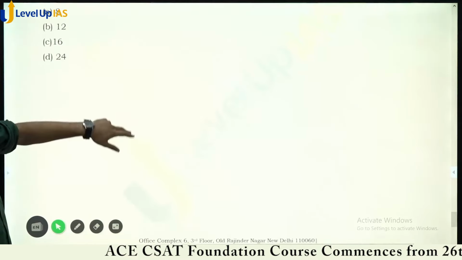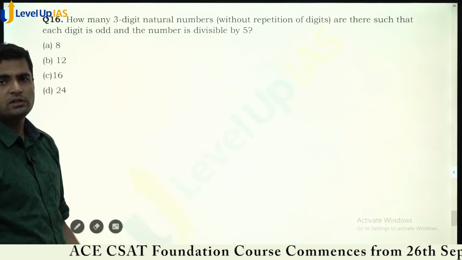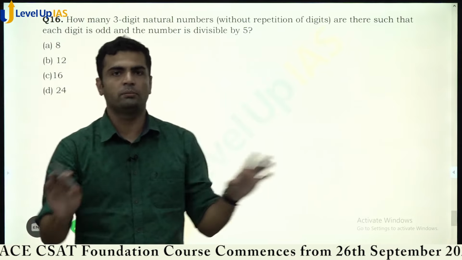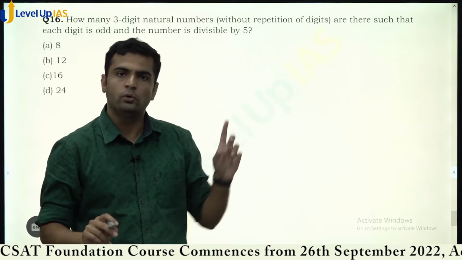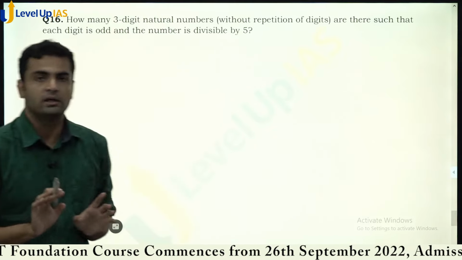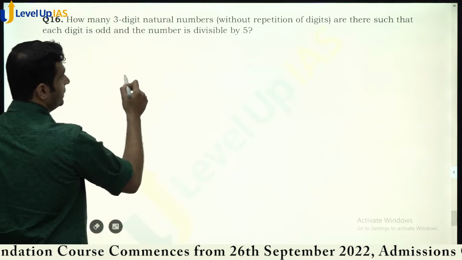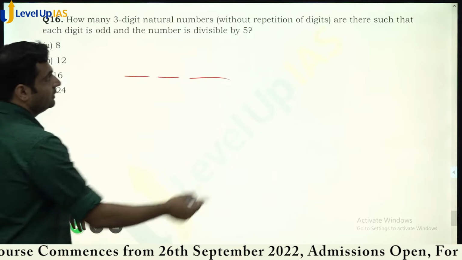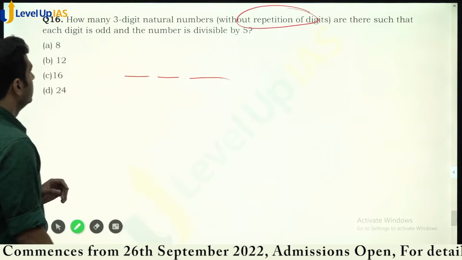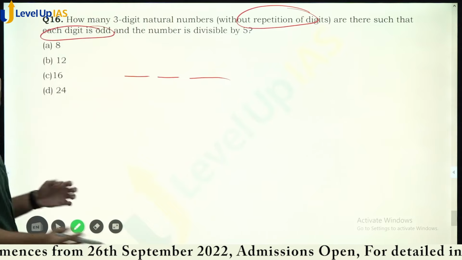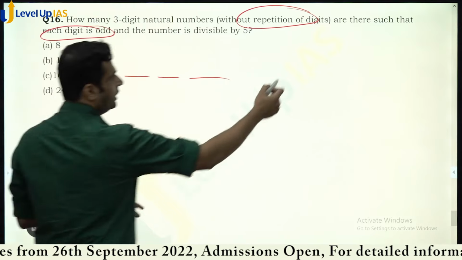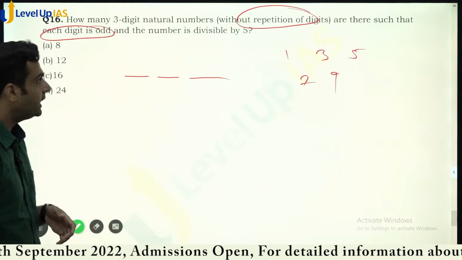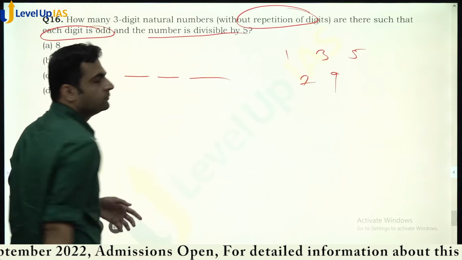Now again, let's apply the same counting principle. You just have to know the divisibility test of 5. So arithmetic concepts you can find everywhere in the paper. Everywhere, one way or the other, UPSC will test your arithmetic concepts. Now we want a 3-digit natural number. Natural numbers are 1, 2, 3, 4, 5, 6 and so on. What is given? Without repetition of digits, and each digit is odd. What are the odd digits? 1, 3, 5, 7, 9. These are the odd digits, right? And the number is divisible by 5.